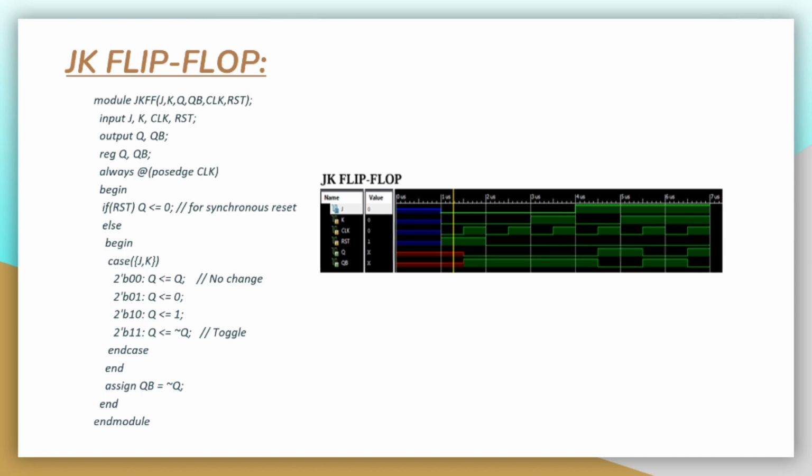The output of the JK flip-flop is shown in the screenshot.